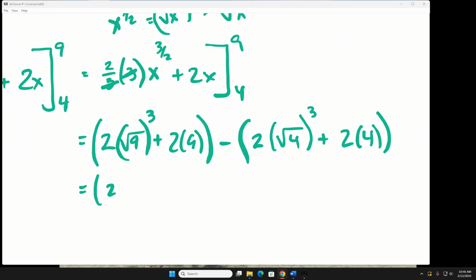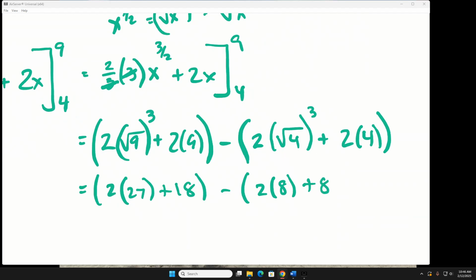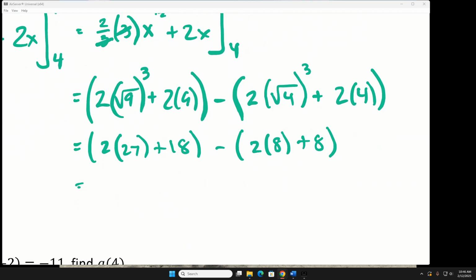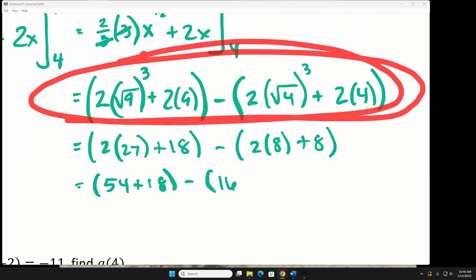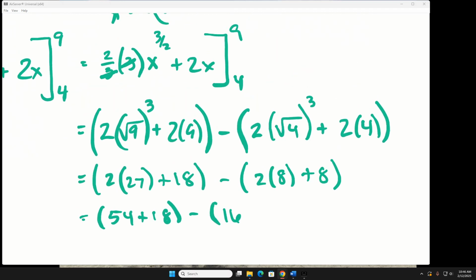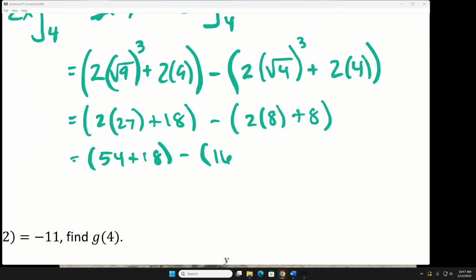So, what is the square root of 9 cubed? 27. What about the square root of 4 cubed? 8. So then we're just doing a little adding. If this had been a free response, you would have stopped. You would just stop right here. You actually could have just left it as that power, but we're going to keep going. We're pretending like it's a multiple choice question.